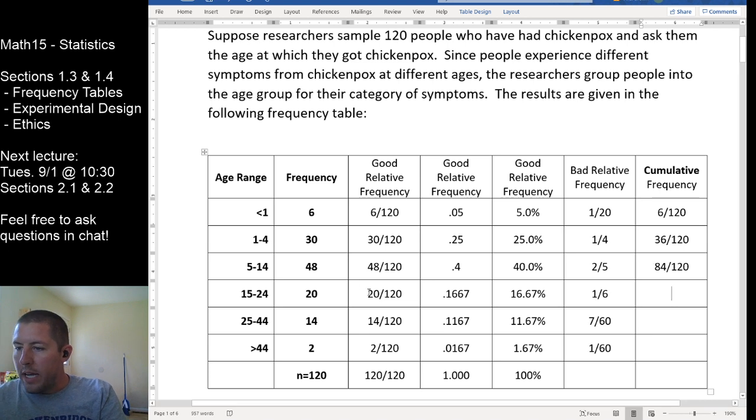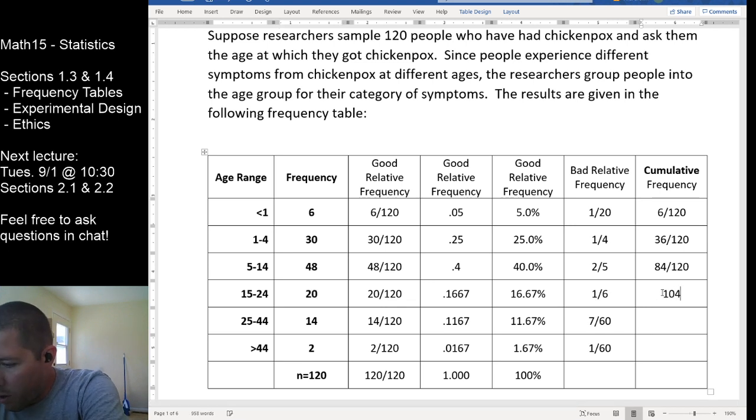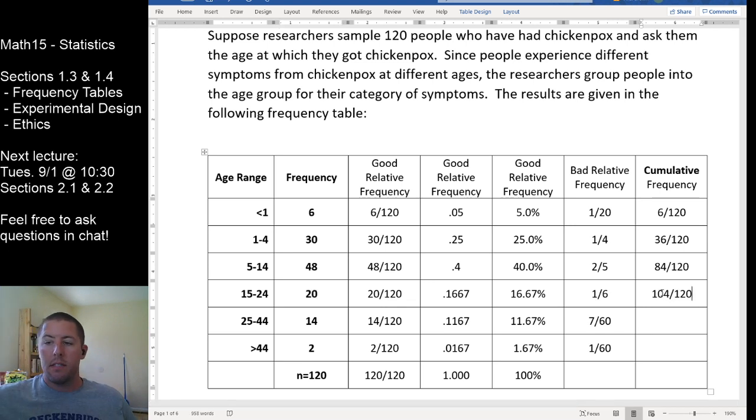To continue on, we get an additional 20 out of 120 probability. We're adding on another 20 to our cumulative here to get a 104 out of 120. And again, this is saying, what is the probability that I would get the chickenpox below the age of 24? Well, or up through, I should say, the age of 24, below the age of 25, right? And it looks like we can state our probability as about 104 out of 120 people will get the chickenpox before they turn 25. Okay?